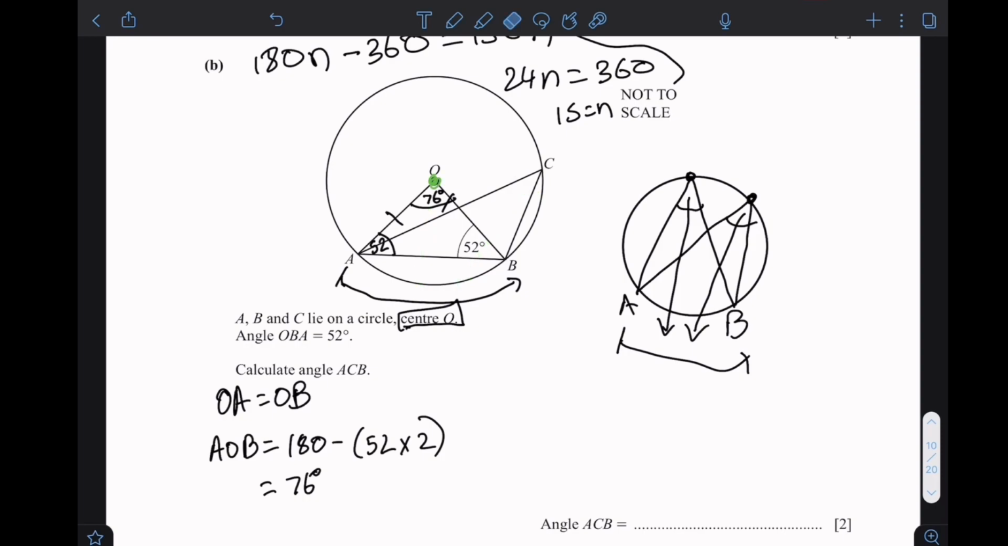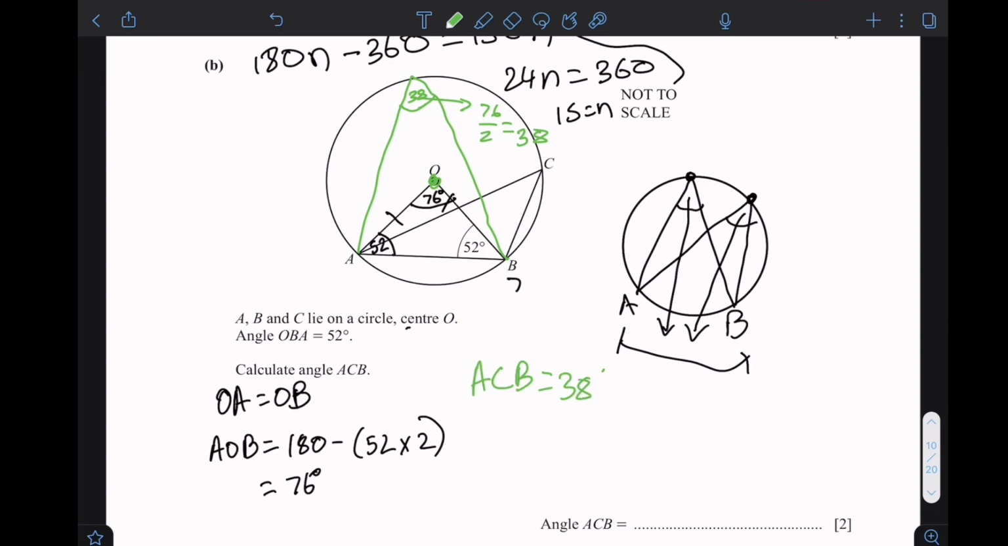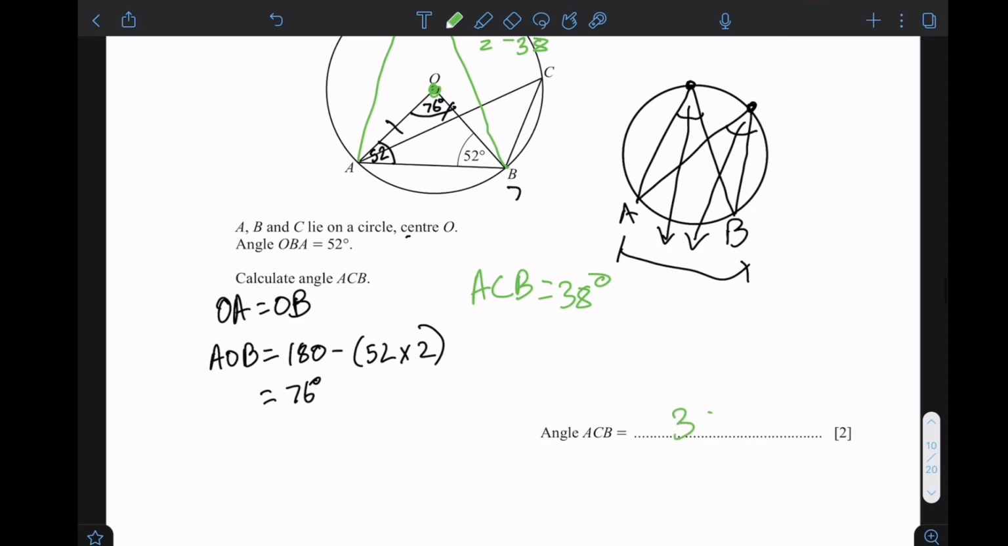So what you can do is you can extend this line, right? And you know angle in the circumference is twice the angle at the center. So that means if this is 76, then this is 76 divided by 2, which is equal to 38, right? So if this is 38, then ACB is also equal to 38 degrees because angles in the same arc are equal. Simple.